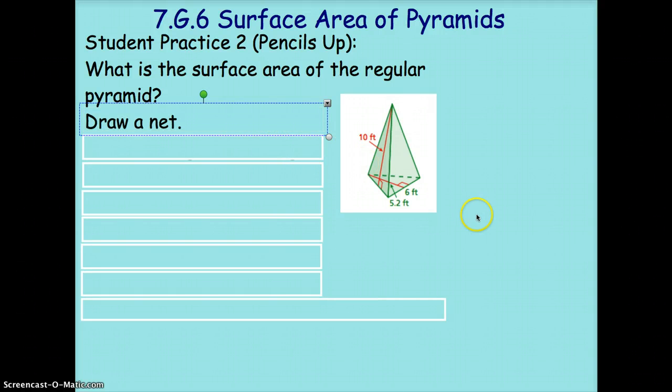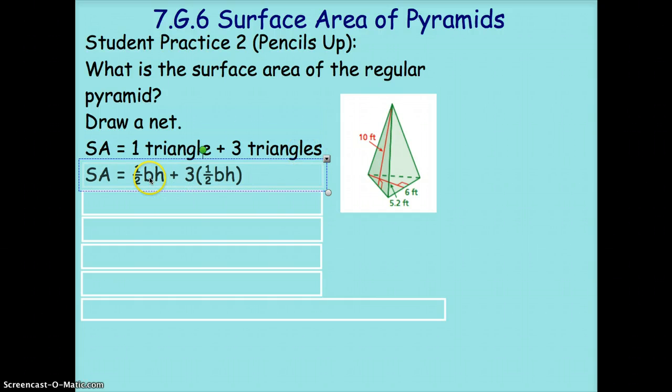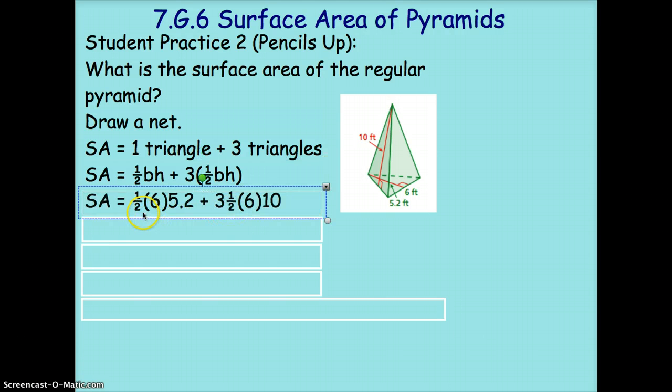Hopefully you started by drawing the net. If you didn't, press pause and draw that net right now. You should have 1 triangle in the middle, 3 triangles coming off of the sides. And then, okay, so go ahead and make sure that you found that 1 triangle and the 3 triangles attached to it. You've written down your formula just like we did on the teacher example, and then plugged in your numbers. If you didn't plug in your numbers correctly, make sure you pause your video, plug them in correctly, and see if you can finish this step. Also make sure you highlight any mistakes you made so you don't make those mistakes again.